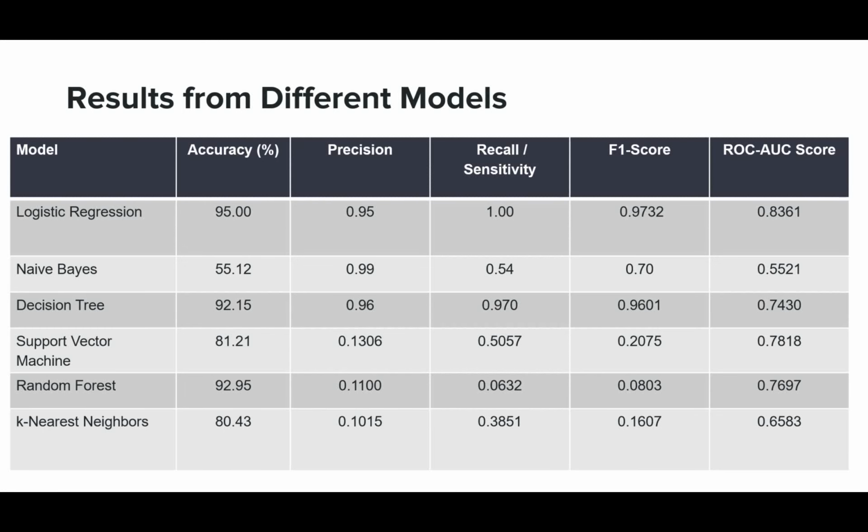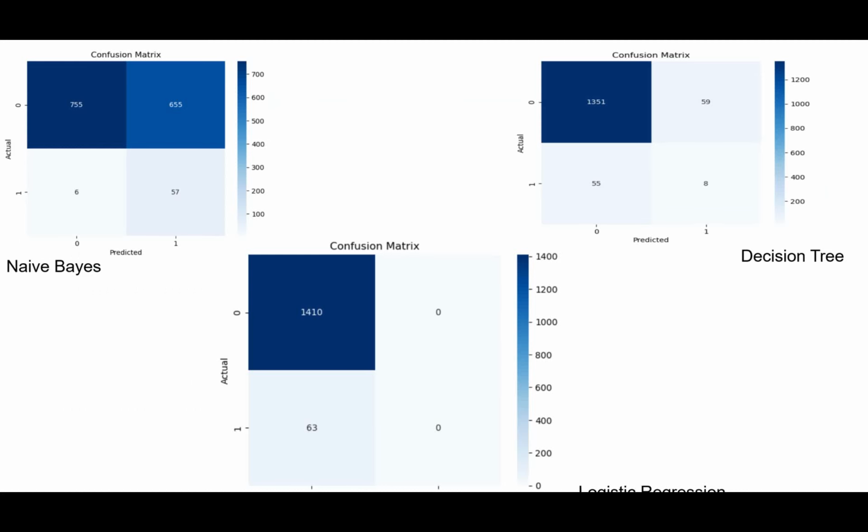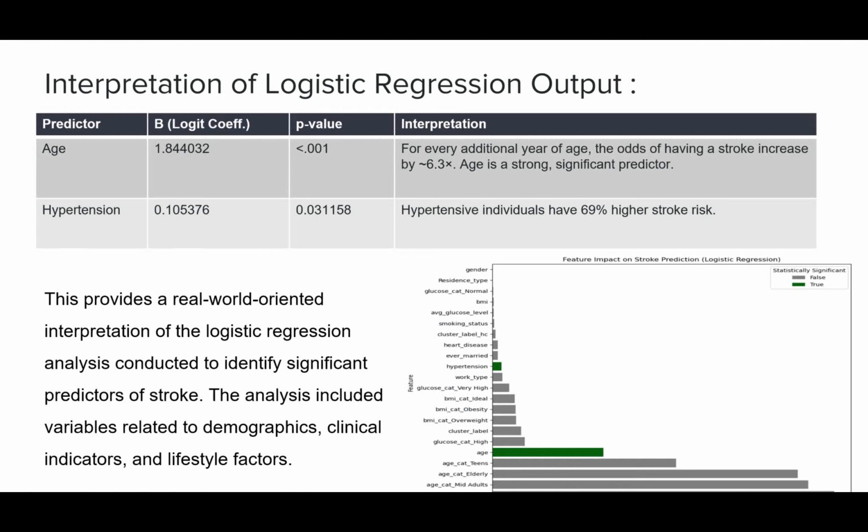Overall, if we compare all the models together based on accuracy, precision, recall, sensitivity, and F1 score with ROC and AUC scores, we can see that logistic regression is the clear winner, and it's performing as expected. Here are the confusion matrices for naive Bayes, decision tree, and logistic regression. In naive Bayes we can see type 1 and type 2 errors are quite high, whereas for decision tree it is a bit lower, and for logistic regression it is very low. So this is the preferred model we can consider.